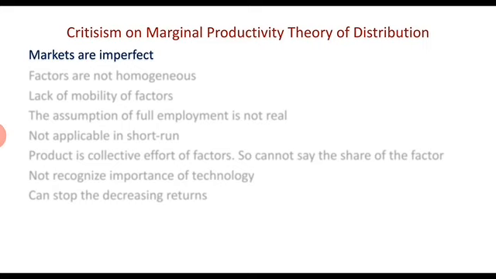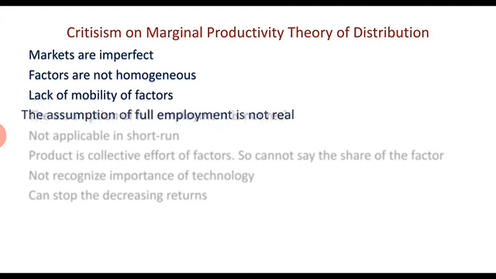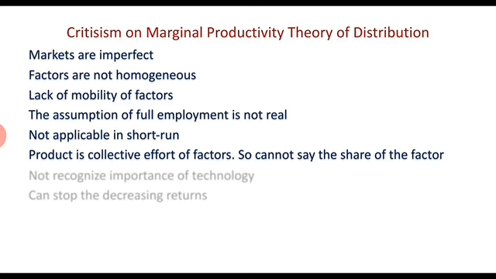Criticism on marginal productivity theory of distribution. In this theory, the assumption is that markets are perfect, but in the real situation markets are imperfect. Factors are not homogeneous, and there is lack of mobility of factors. The assumption of full employment is not real, not applicable in the short run. Product is the collective effort of factors, so we cannot say the share of a factor. This theory does not recognize the importance of technology. Nowadays, with the help of technology, we can stop these decreasing returns.